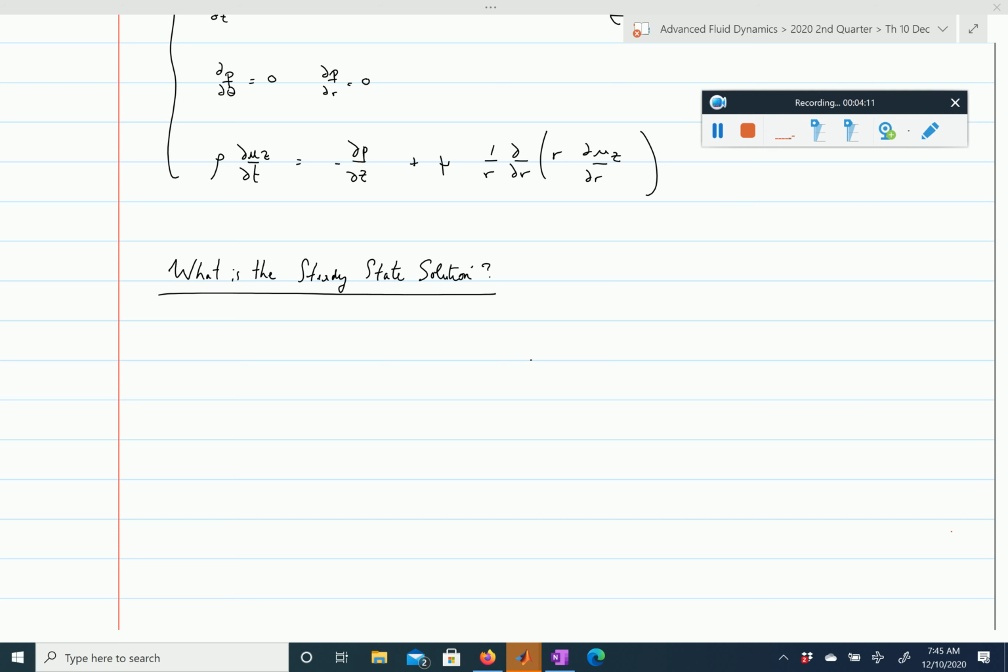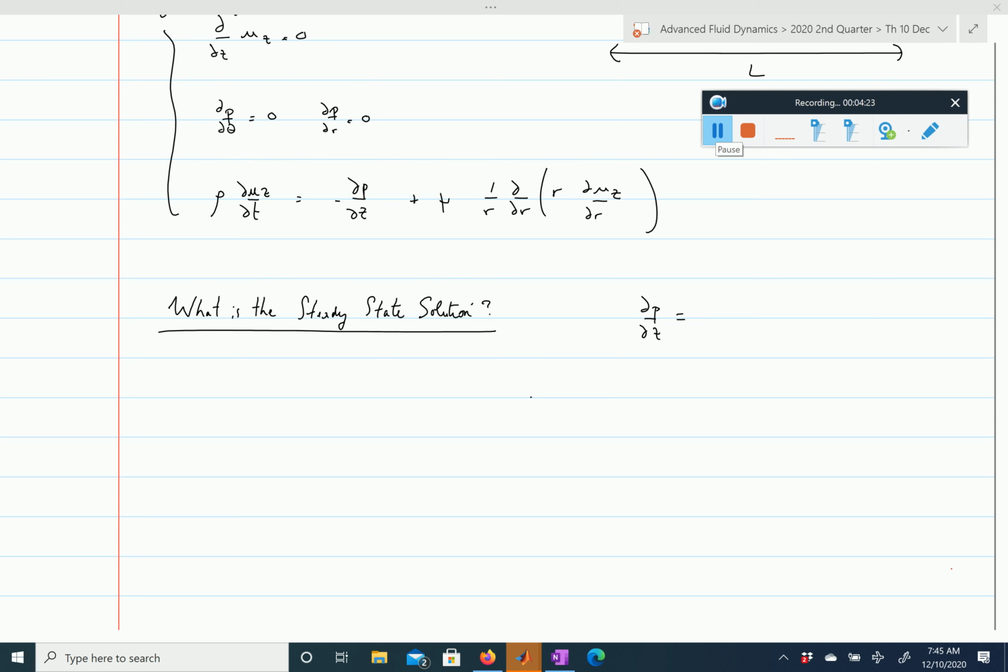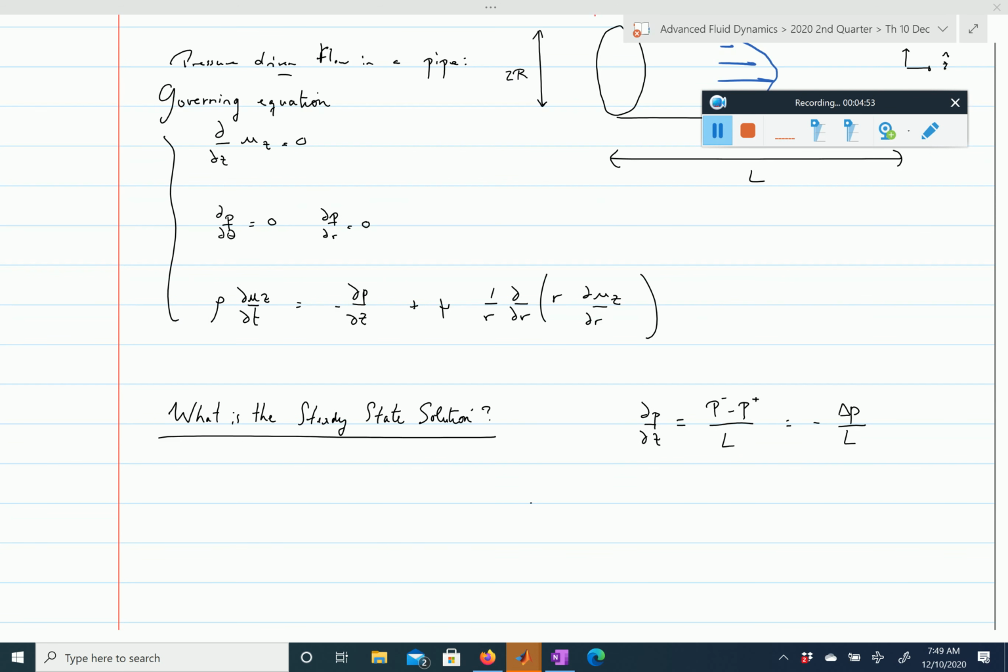So before we compute that, remember that we have seen for the unidirectional flow that this pressure gradient in the axial direction is actually a constant. So really partial p partial z is equal to the change of pressure over the length L. So it's equal to p minus p plus divided by L, and by convention, to keep our pressure difference positive, this term here will be negative. So we call delta p plus minus p1, such that this is equal to minus delta p divided by L.